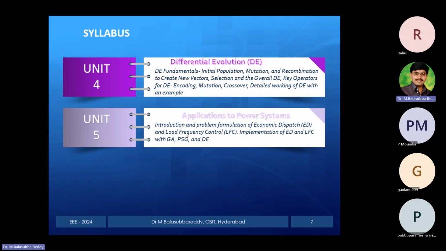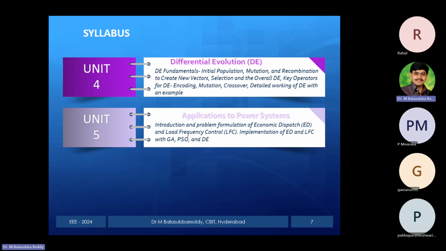Now there is a fifth unit, an important unit. What we can do in this is applications to power systems. Whatever algorithms we discussed in the previous three units, meaning the second, third, and fourth units, we are going to apply those algorithms to solve these applications. What are the applications I mentioned? Problem formulation of economic dispatch.